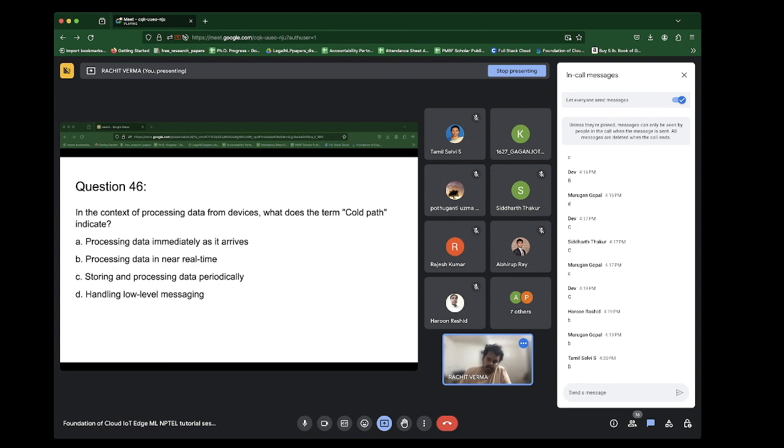Okay, so processing data in near real time, storing and processing data periodically, handling low level messaging. Okay, fine.